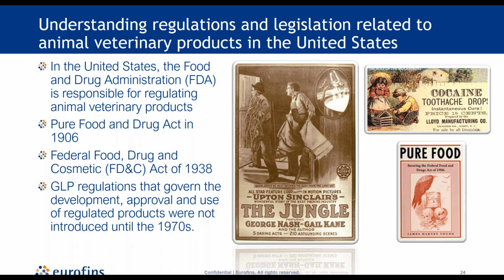Regulations and legislation related to animal veterinary products are in place to ensure the safety and efficacy, this is the theme, of these products for both the animal and the humans who use them. In the United States, the Food and Drug Administration is responsible for regulating animal veterinary products, including vaccines, medications, and food additives. These gain FDA approval, and the manufacturers must conduct extensive testing to demonstrate safety, effectiveness, and manufacturing controls, and they must comply with strict manufacturing and labeling guidelines.